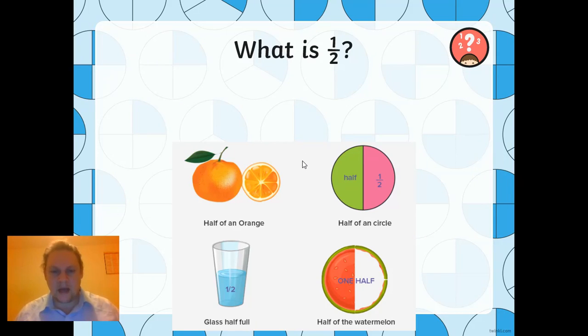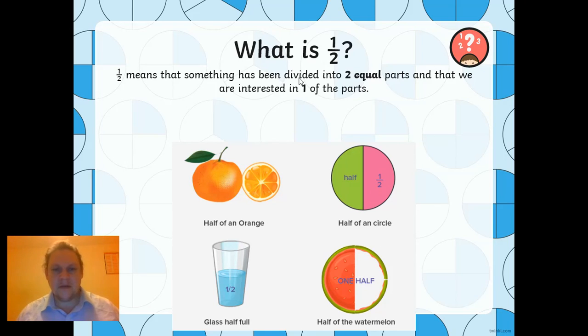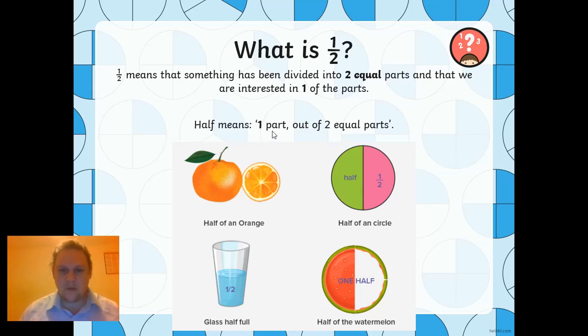What is half? We've got half an orange here, half a glass of water, half of a circle, half of a watermelon. Half means that something's been divided into 2 equal parts, and that we are interested in one of the parts. This altogether is not half, it's just that side that's half. The green part is half, and the purple part on the right is half. Half means 1 part out of 2 equal parts.